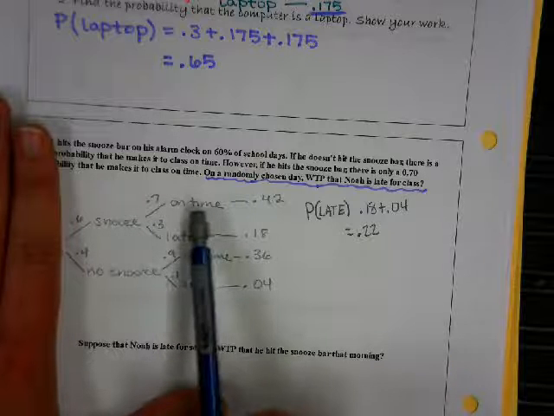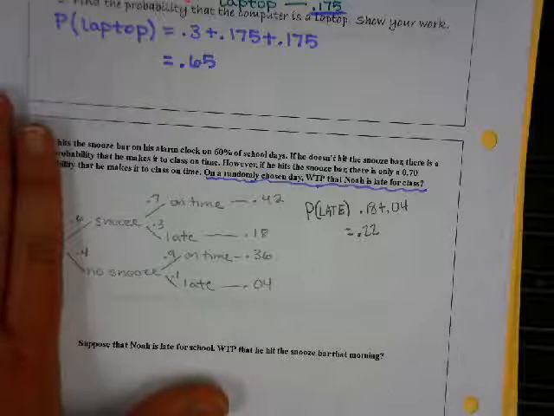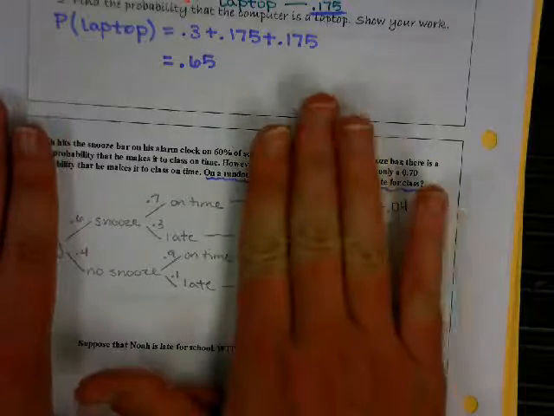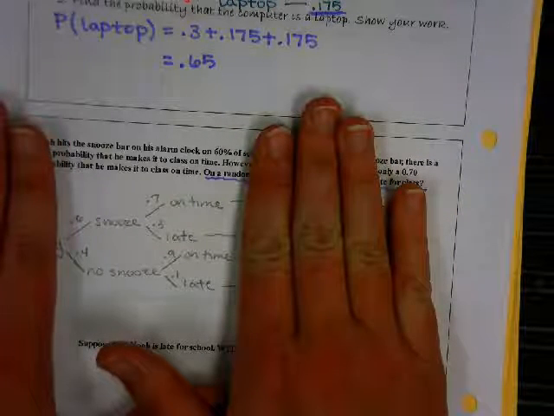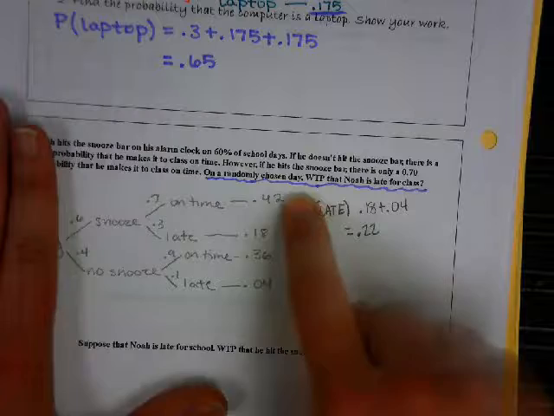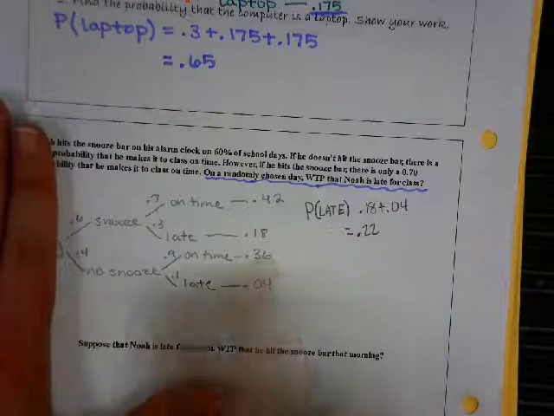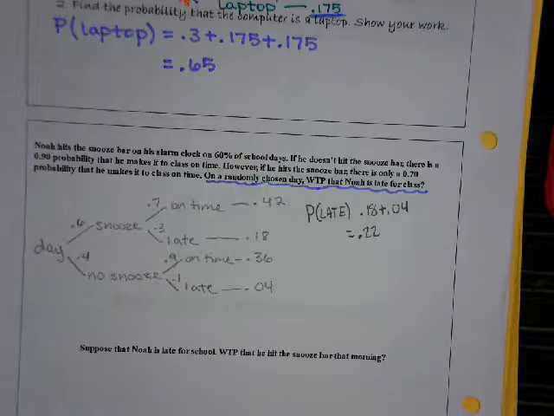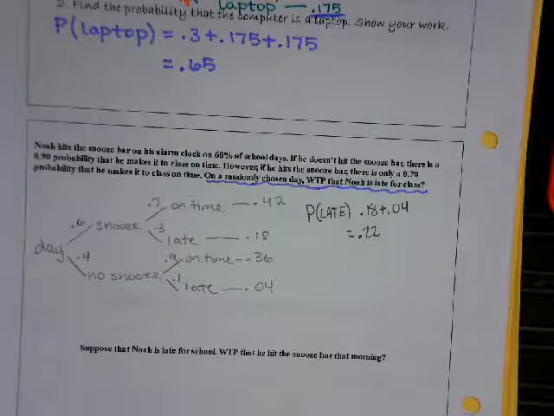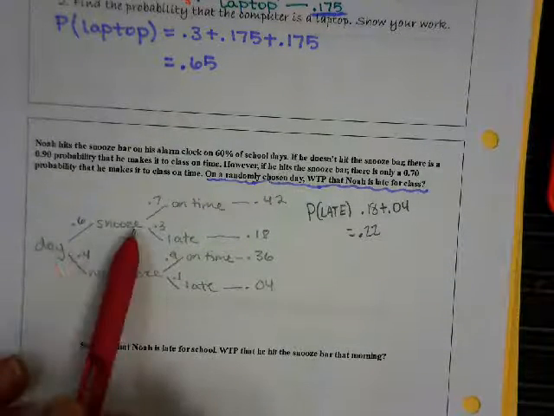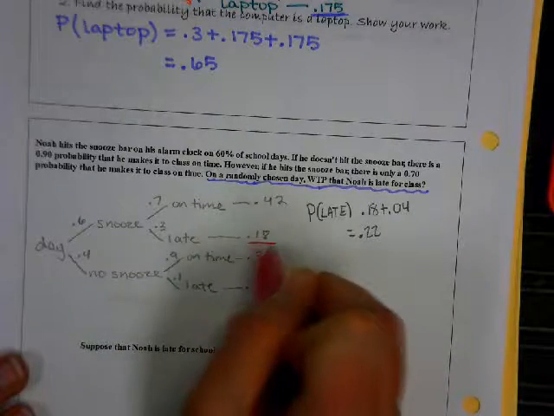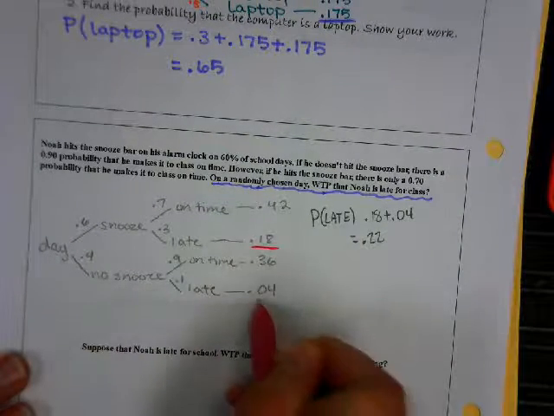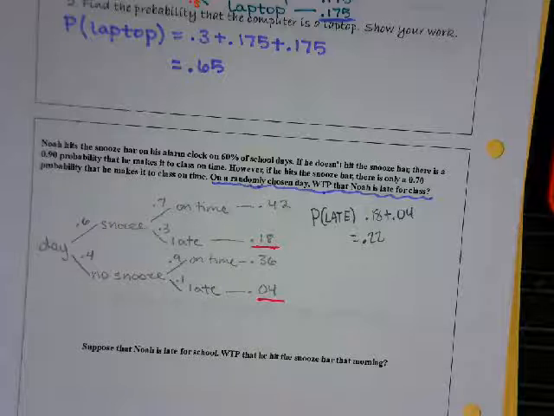I saw quite a few of you that got that part done, and then you forgot the numbers to multiply them to get the final branches. And then Sam came up and gave us the probability that Noah is late. So that would come from him hitting snooze and being late, plus him not hitting snooze, but still ending up late to class. Any questions? All right, Jillian is going to come show us the bottom one.